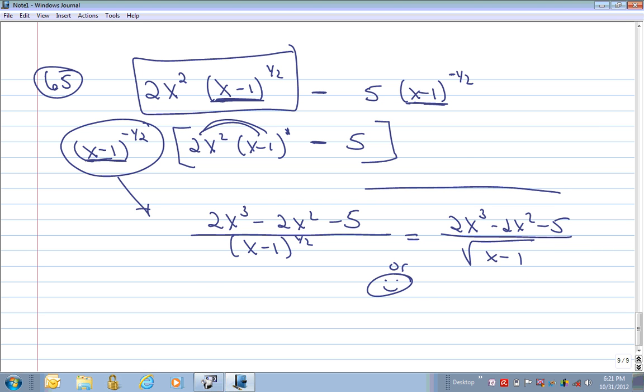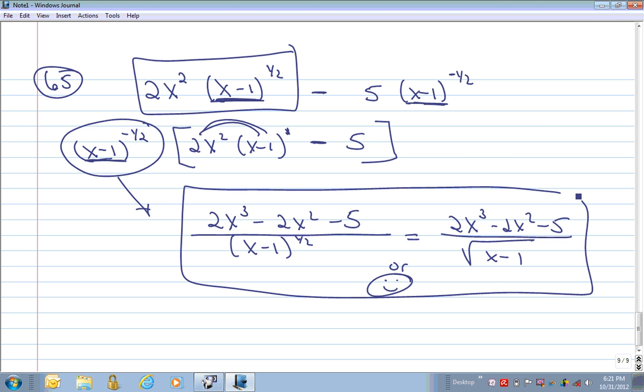All right, and that's just simplifying. Remember, these are not equal to any value. We're not solving for x because they were not equal in the beginning.